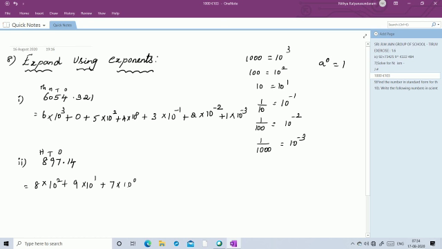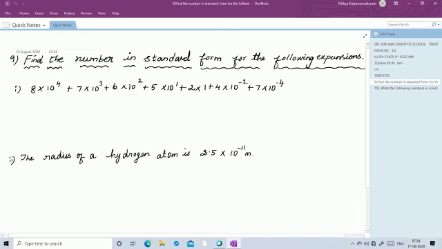So 10 power 0 is 1, so 7 into 1 is 7, plus 1 into its decimal place, the 10th place, so 10 power minus 1, plus 4 into the 100 place, which means 1 by 100, we can write 10 power minus 2. So decimal place means powers will come in negative. Whole number place means you will get positive powers.